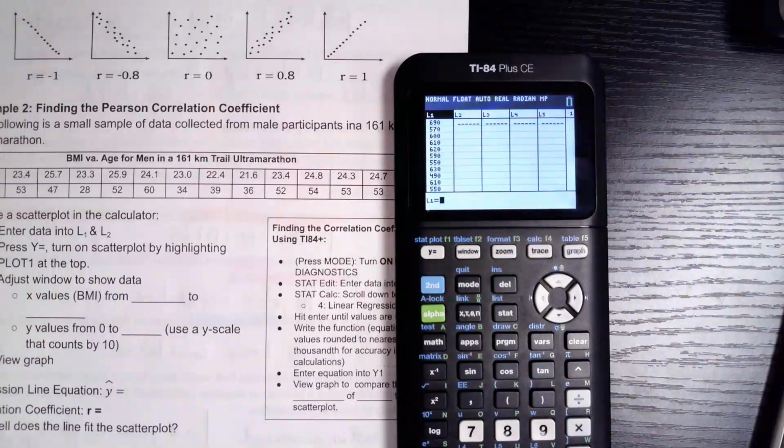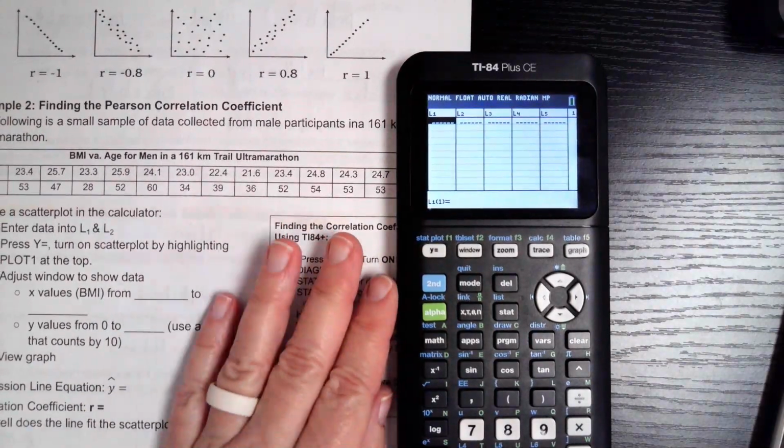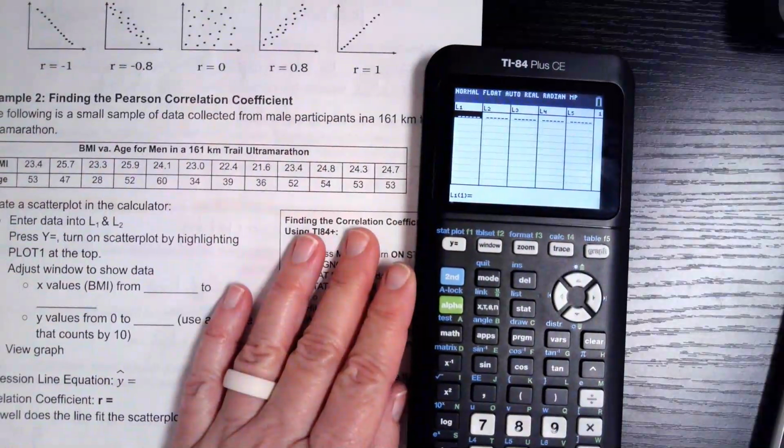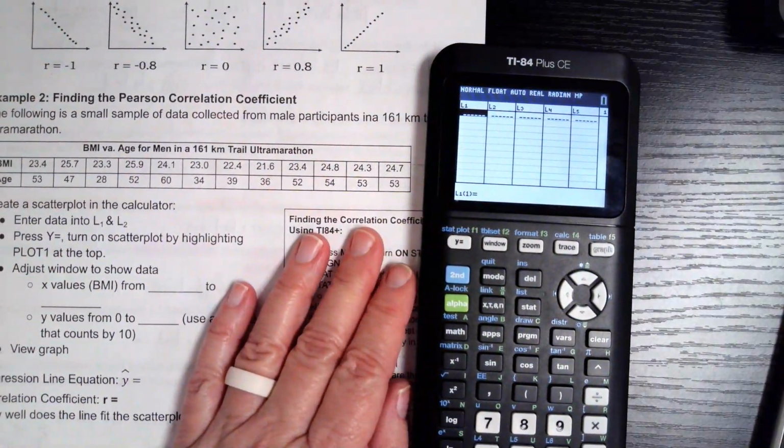Now I press clear and nothing happened. Hit enter. Oh, now the magic has happened. All right, so we're putting in 2 variables here. And we learned the other day the value of double and triple and quadruple checking to make sure you got the correct data into your calculator.